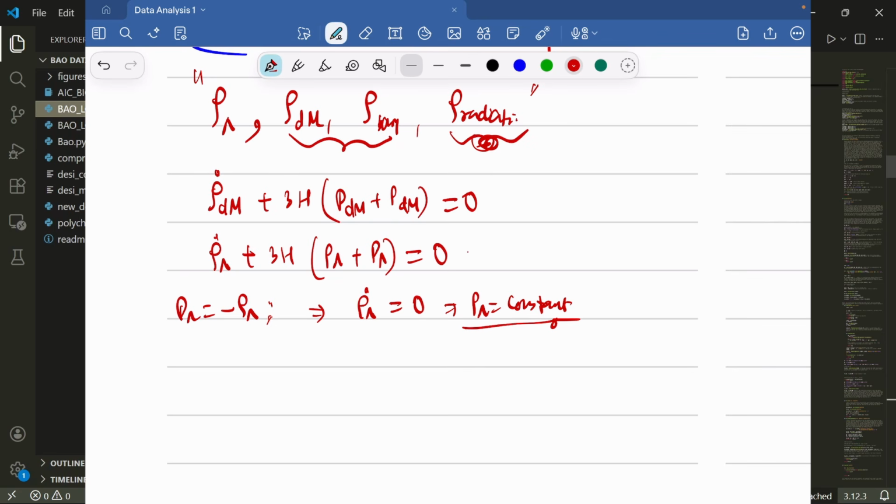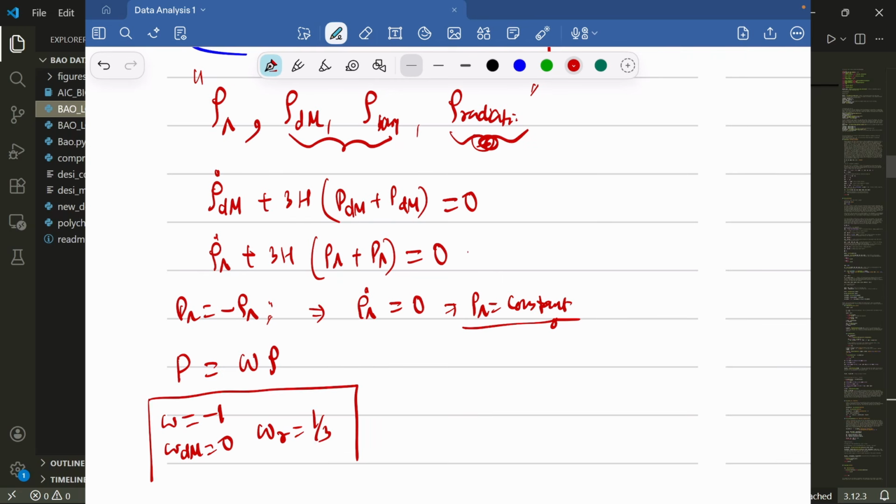Similarly, I can say that p dark matter is equal to 0 times rho dm. When you write the pressure of any component, it becomes something called the equation of state times rho. So the equation of state is defined as the ratio of pressure to the energy density. So omega for the cosmological constant becomes -1. Omega for dark matter or baryon becomes 0. Omega for radiation is 1/3. This is the simplest one.